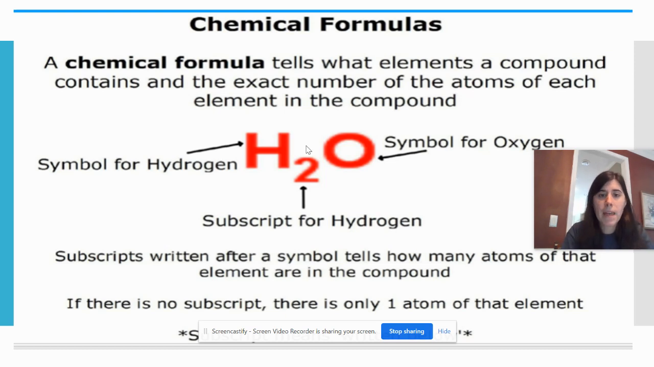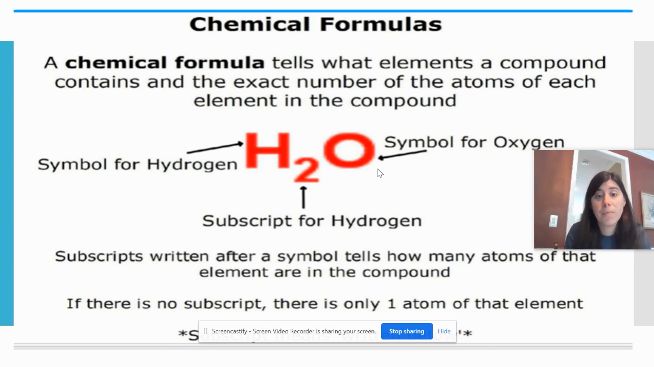For example, H stands for hydrogen and O stands for oxygen. So we now know that water is made out of hydrogen and oxygen. But then we also have this 2. This 2 goes along with the H. So if the number comes after the letter, it tells us that there are actually 2 atoms of hydrogen in our H2O molecule. If there's no number behind it, like there's none here, that just means there's 1. We don't need to write it.